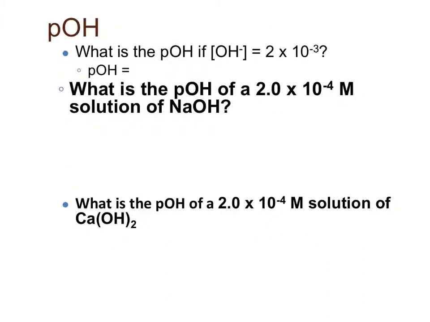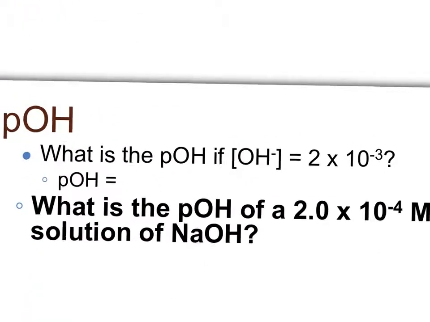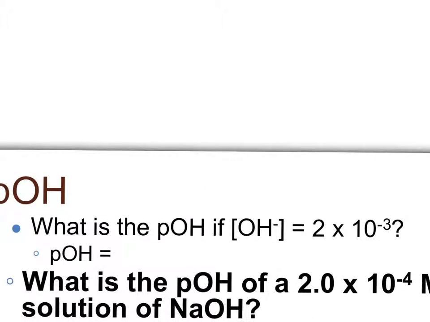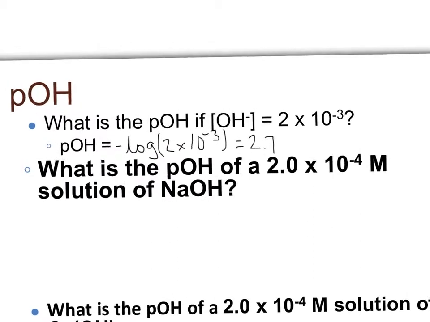So let's do a couple of pOH problems. All right, so we'll start with this first one here. What is the pOH if the concentration of OH minus is 2 times 10 to the negative 3? So we're going to take the negative log of 2 times 10 to the negative 3, and you get 2.7.